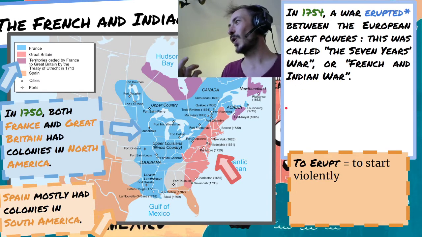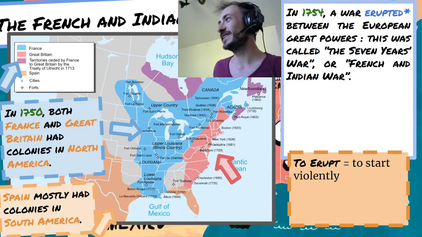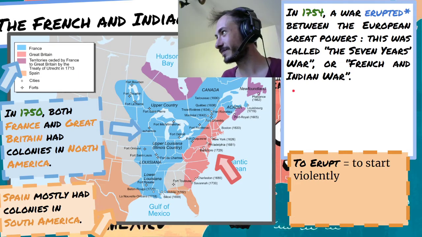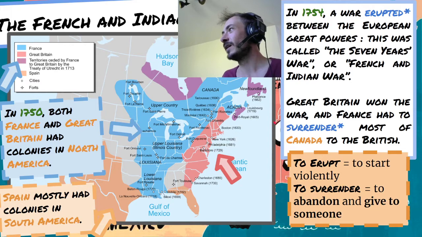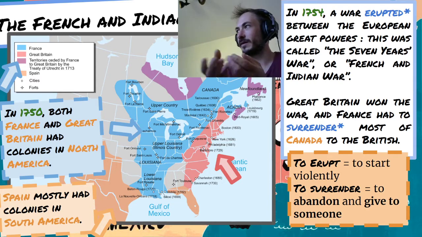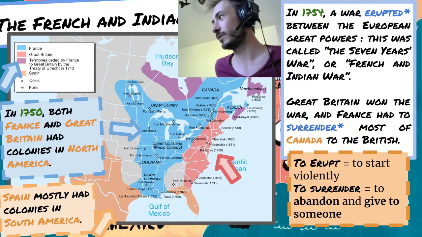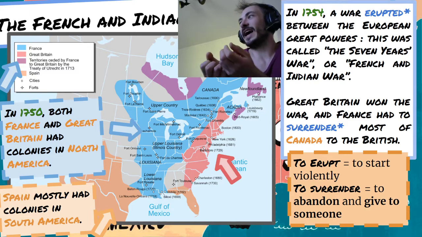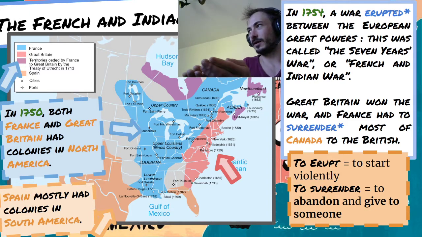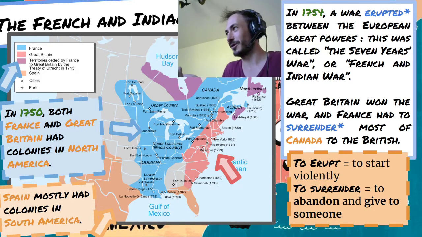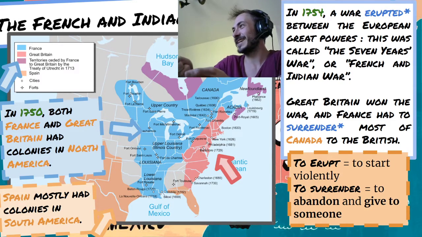This war was called the 7 Years' War, or the French and Indian War. Great Britain won the war, and France had to surrender most of Canada to the British. To surrender means to abandon and give to someone. I surrender. Like this. Do you understand? So they gave Canada to the English.